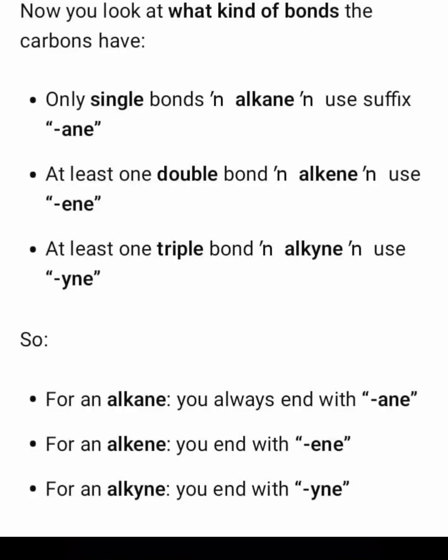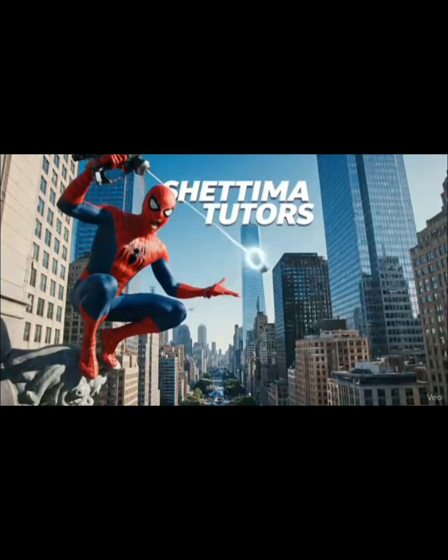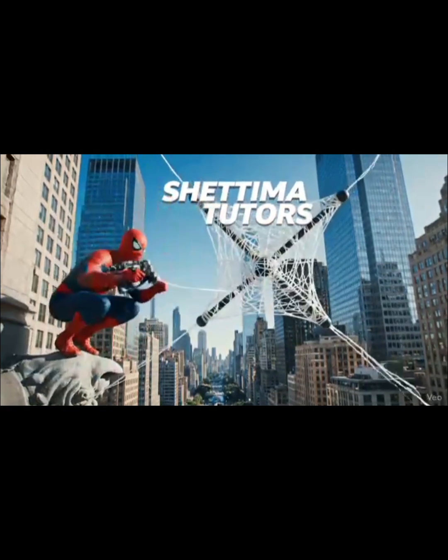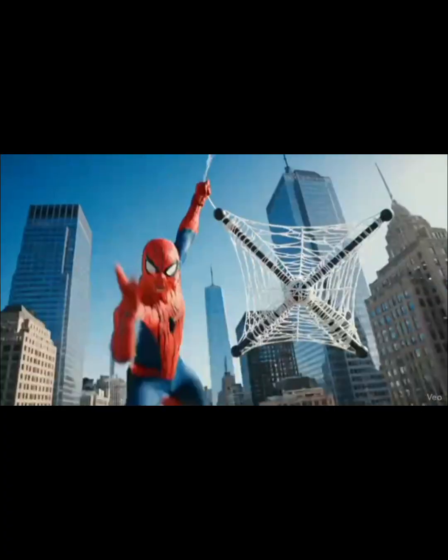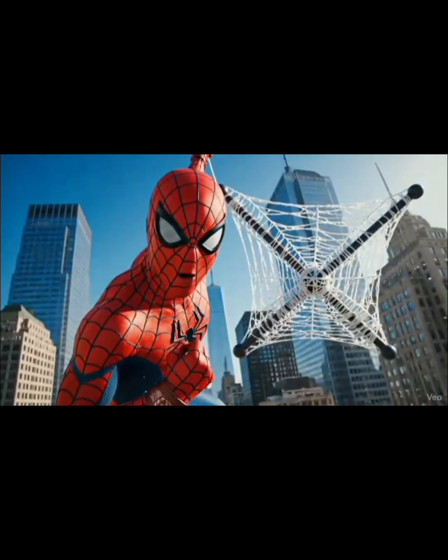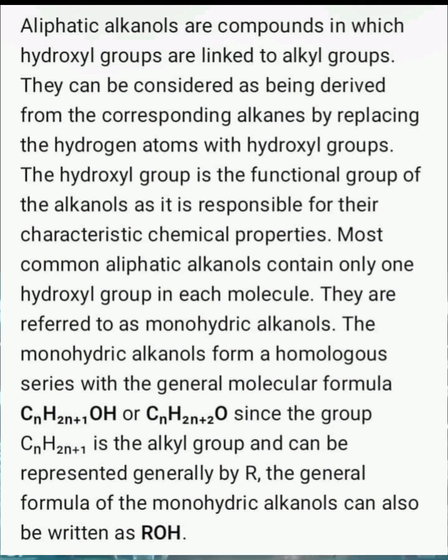Hi Shetima tutors. In the last video we talked about alkanes, alkenes and alkynes. Alkane is a single bond. Alkene is a double bond. Alkyne is a triple bond. In this video we'll be talking about alkanols or alcohols, or if you like, the OH group.